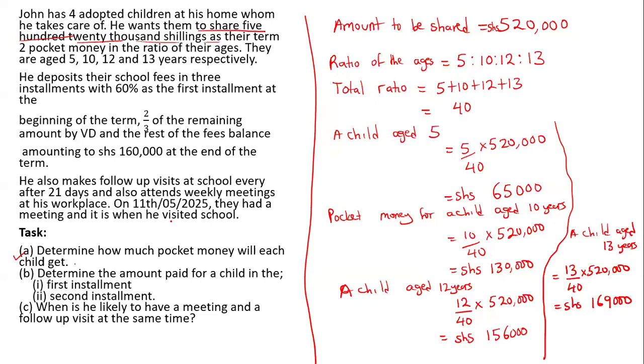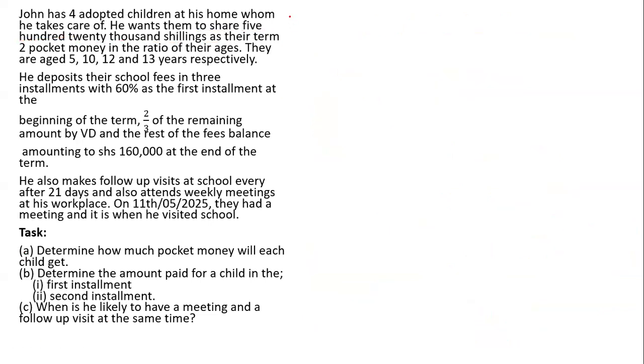The child aged 5 will receive 65,000. The child aged 10 years will receive 130,000. The child aged 12 years will receive 156,000. And the child aged 13 years will receive 169,000. So that is how you make your conclusion. Okay. Now, next, we go to the second part.